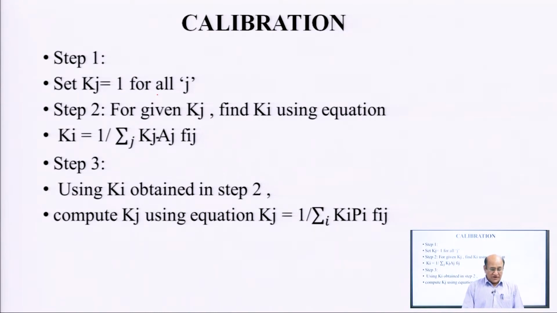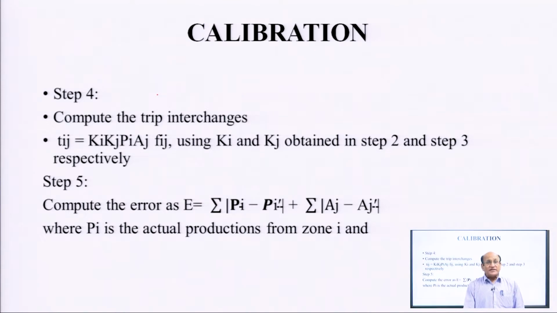Now, coming to the calibration. Step 1: set K_j equal to 1 for all values of j. Step 2: for given K_j, find K_i using the equation K_i = 1 by the sum over j of K_j A_j F_ij. Step 3: using K_i obtained in step 2, compute K_j using the equation K_j = 1 upon the sum over i of K_i P_i F_ij. Now, the fourth step: compute the trip interchange.